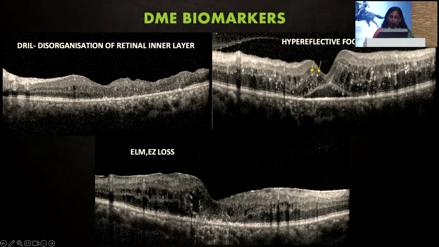Others being hyperreflective foci, which differ from our hard exudates as they are smaller, they don't have backshadowing, and it shows chronic inflammation and long-term edema. And another important factor is to always look at the outer retinal layers. If their integrity is not maintained, your visual outcomes long-term are not going to be great.